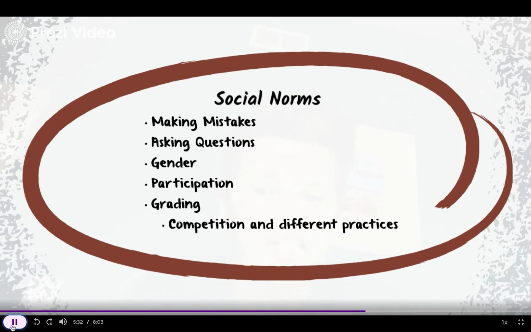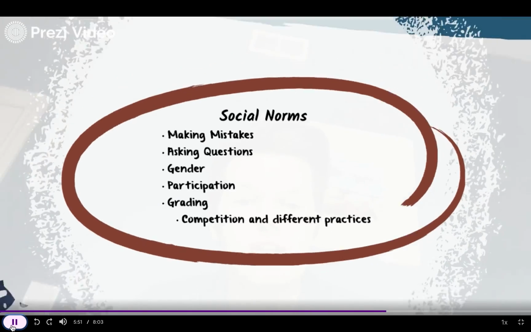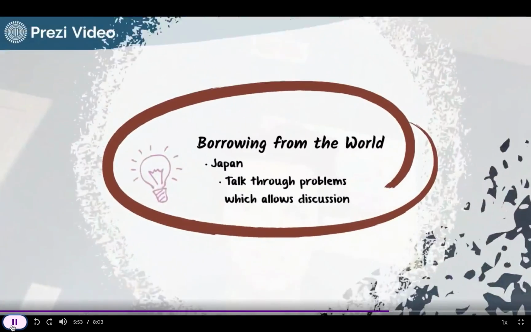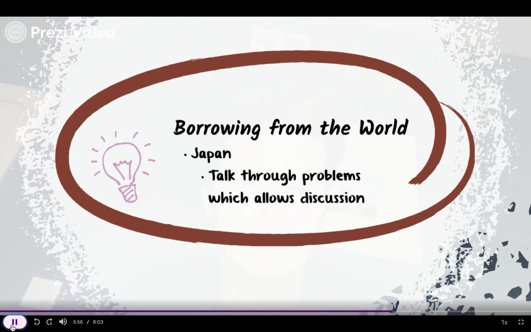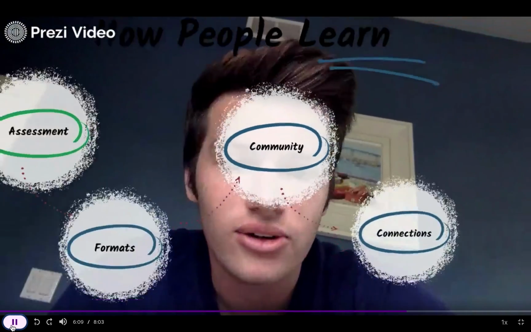Currently, the system promotes competition just for that grade. And there are different grading practices. Especially in the book, it talks about this example of 2 Native American high schools and how they grade differently, and how it's kind of unfair that one school is easier even though it's the same curriculum. A community system levels the playing field and students can learn from each other. And then borrowing from the world. In Japan, in their system, if a student raises their hand or makes a mistake, they talk through the problem, which allows discussion with the whole class. They're all able to learn from one another, which is really vital.